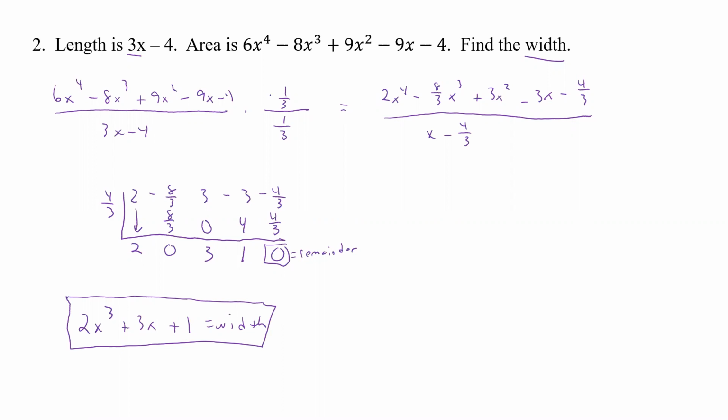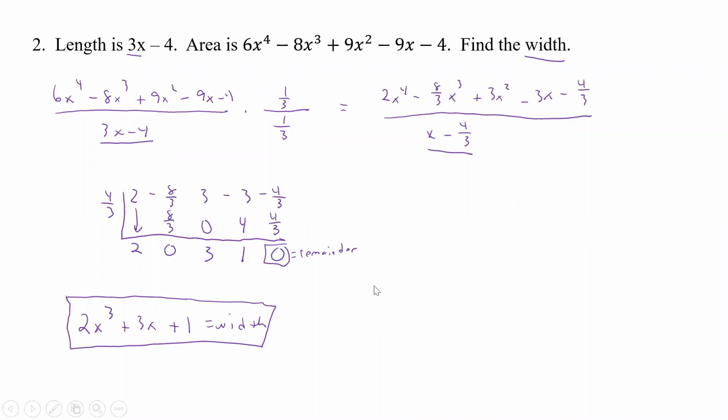Again, all we had to do was the synthetic division, and we get our value for the width. The trickiest part of this whole thing was the initial part, getting it from the 3x minus 4 into the x minus k format, where k is 4/3.